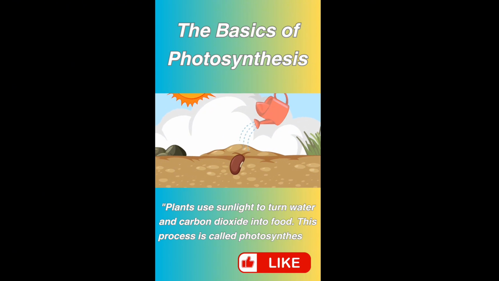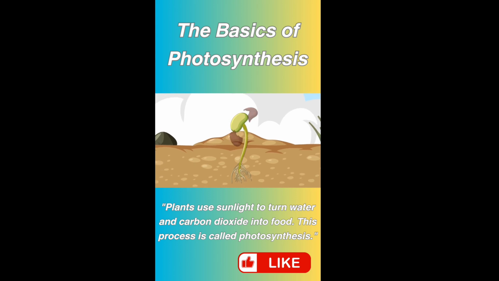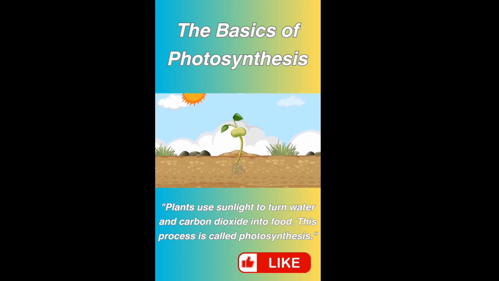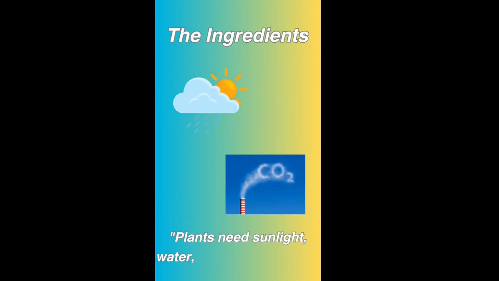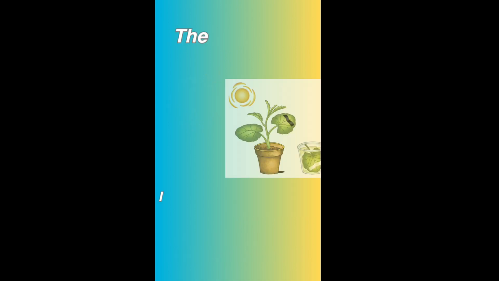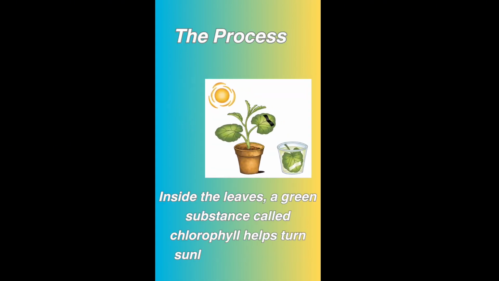What is photosynthesis? Plants use sunlight to turn water and carbon dioxide into food. This process is called photosynthesis. The main ingredients plants need for this process are sunlight, water, and carbon dioxide. Inside the leaves, a green substance called chlorophyll helps turn sunlight into energy.